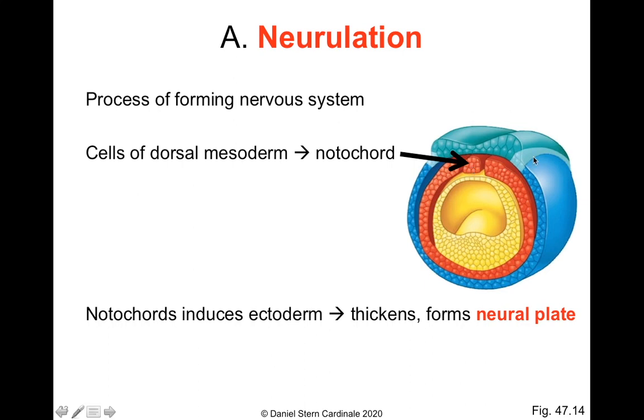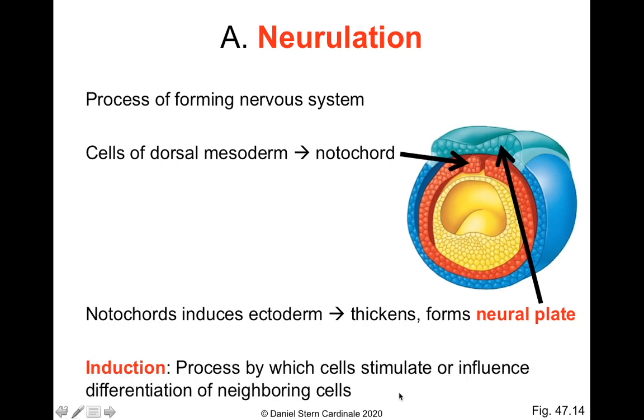Now this notochord is going to do a thing called induction, which just means it's going to signal nearby cells to do something. And in this case, the notochord is going to induce the nearby cells of the ectoderm to thicken and form a thick region called the neural plate on the dorsal side of the embryo. And that's this blue-green region here. This is the neural plate.